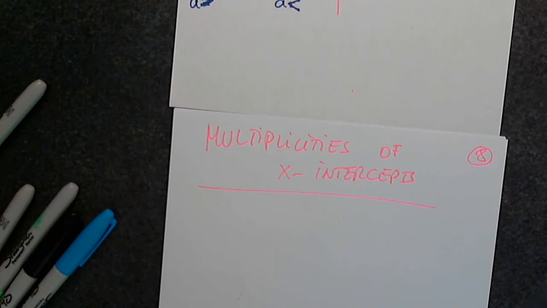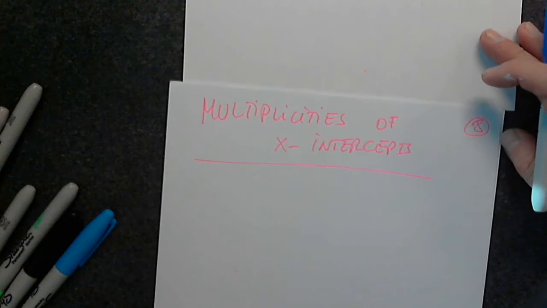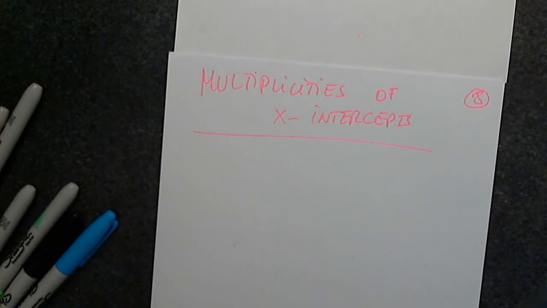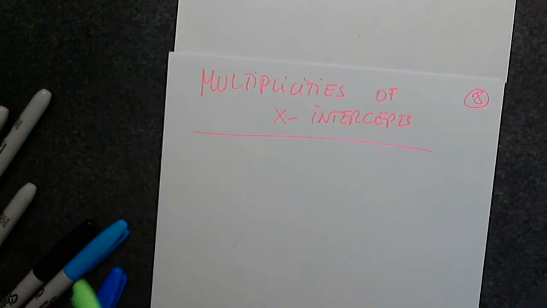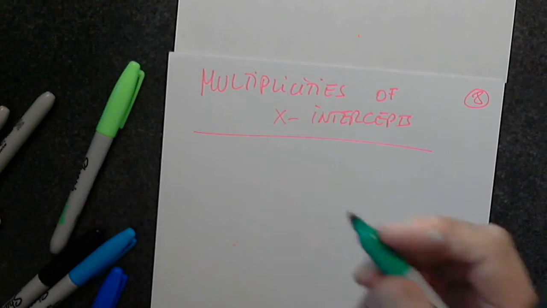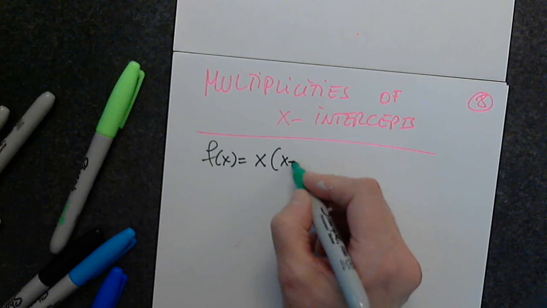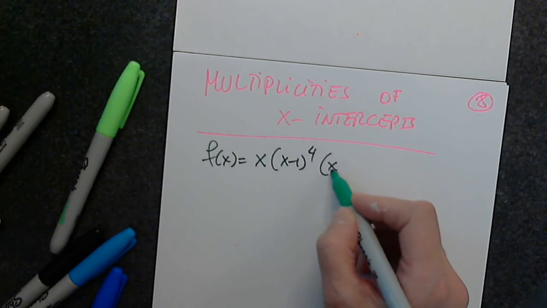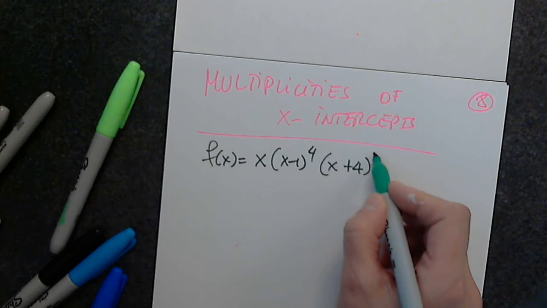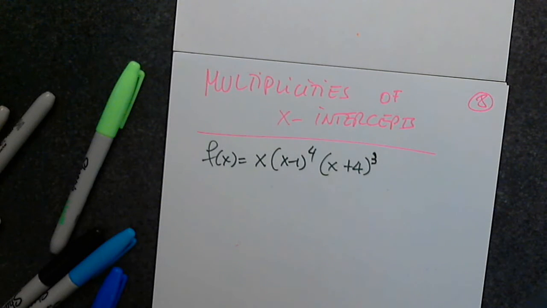We have never talked about this before. Multiplicities of x-intercepts. Okay, let me give you a couple of examples. Let's say I have f of x equals (x minus 1) to the fourth, times (x plus 4) to the third power.